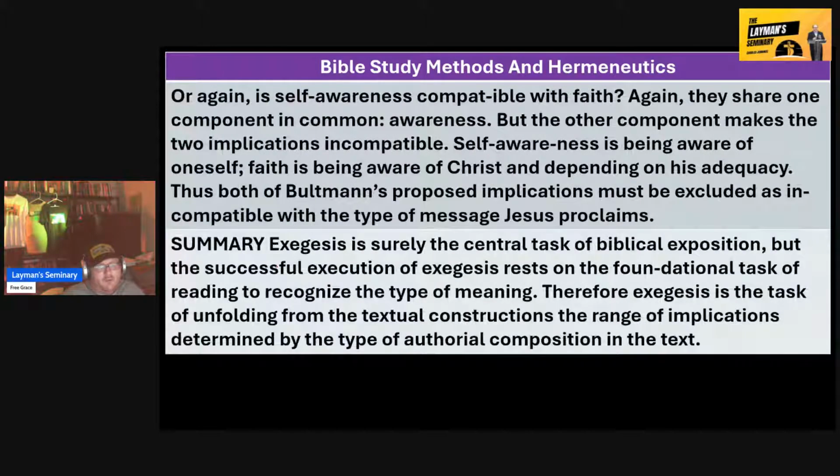Or again, is self-awareness compatible with faith? Again, they share one component in common, awareness, but the other components make the two implications incompatible. Self-awareness is being aware of oneself. Faith is being aware of Christ and dependent on his adequacy. Thus, both Bultmann's proposed implications must be excluded as incompatible with the type of message Jesus proclaims.